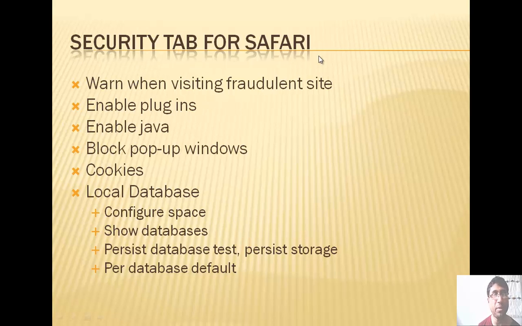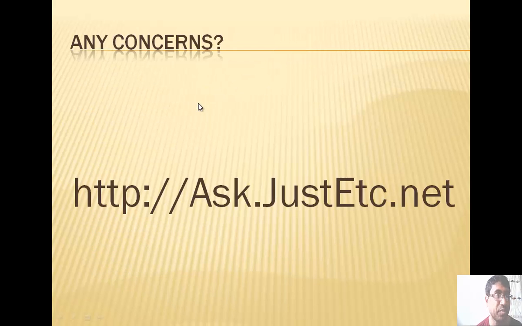Security tab for Safari. When you go to the Safari preferences, you will see a Security tab. You can configure it here. You can also configure to show the local database. I think mobile applications can create some local database, and you can configure how to treat them, show them or not. You can configure all those things here.